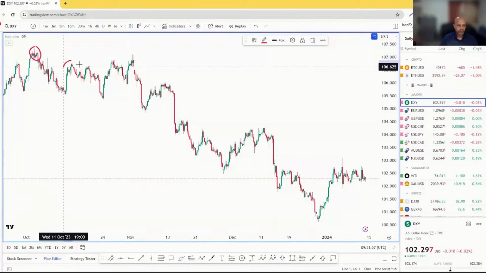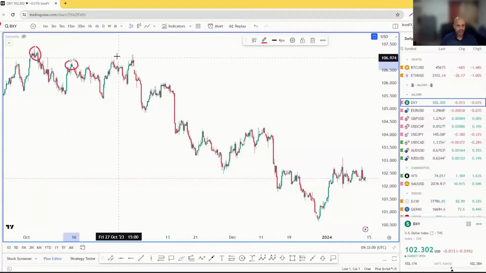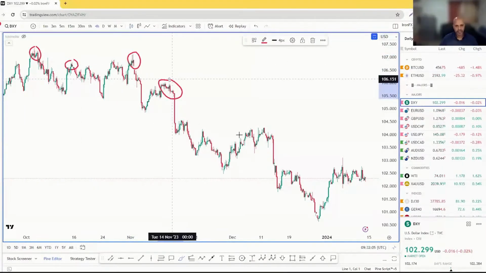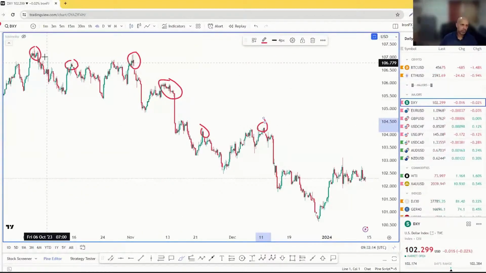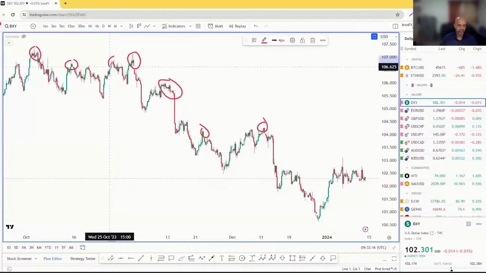This is also another significant swing high here. This is another significant swing high. This is another high. This as well. This as well here, right? So 1, 2, 3, 4, 5, 6, right? These are generally how we would identify significant swing highs, as this one here as well.